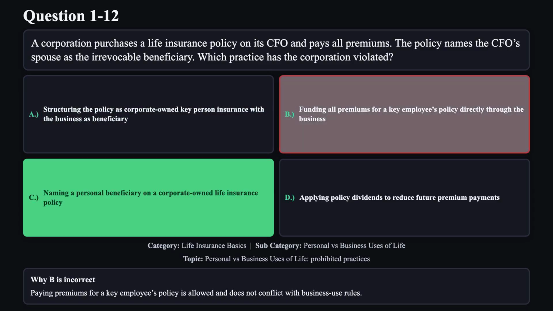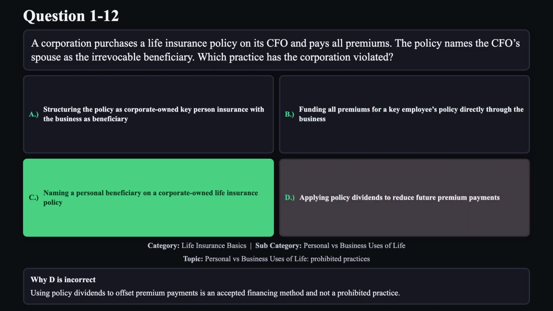Reason B is not correct. Paying premiums for a key employee's policy is allowed and does not conflict with business use rules. Reason D is not correct. Using policy dividends to offset premium payments is an accepted financing method and not a prohibited practice.